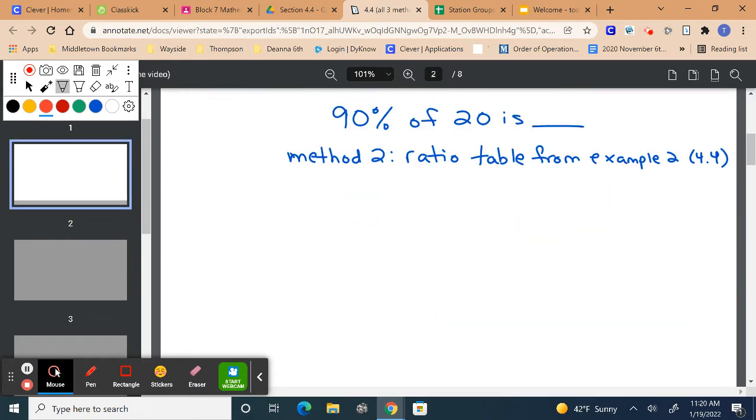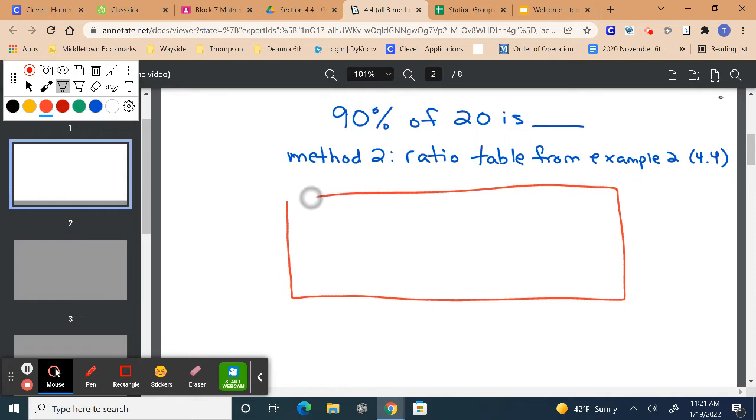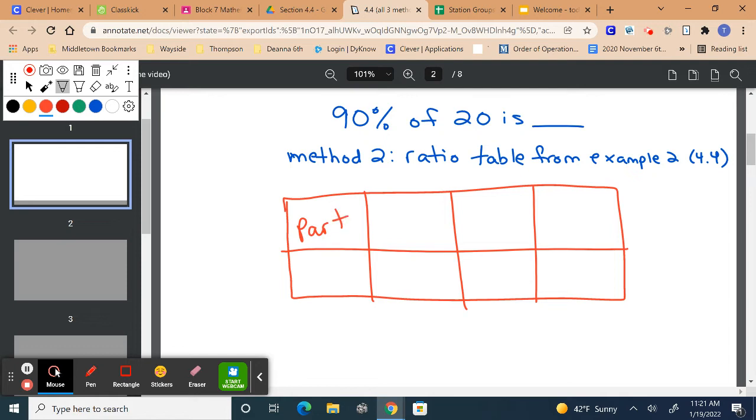90% of 20 is blank, but we're going to use now method 2, which is the ratio table from example 2. All right, so we're going to draw our ratio table. And remember, don't forget to show your part and your whole. You're going to make 8 boxes because there's a chance you're going to need to find your middleman. All right, so we're going to write part over whole. Anytime you need to stop the video or rewind, you can.